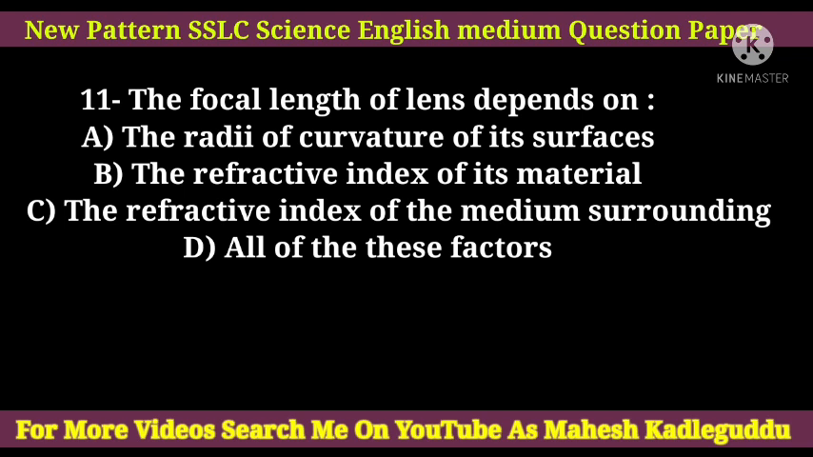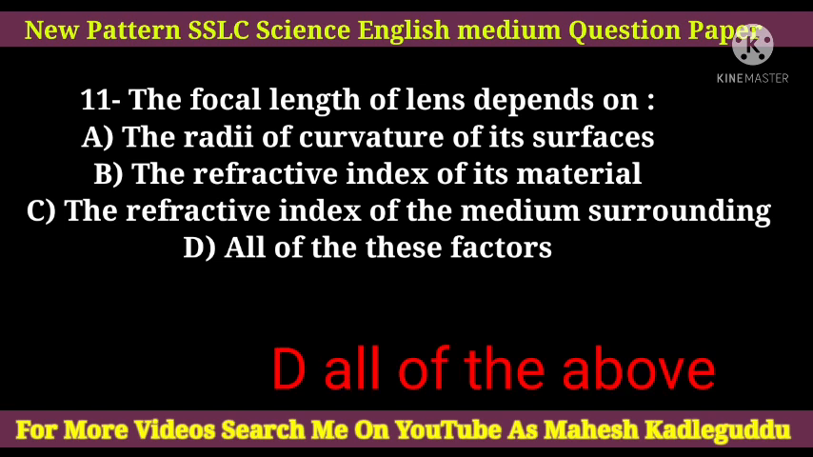The focal length of lens depends on the radii of curvature of its surfaces, the refractive index of its material, the refractive index of the medium surrounding, all of these factors. The focal length of lens depends on all of these factors.